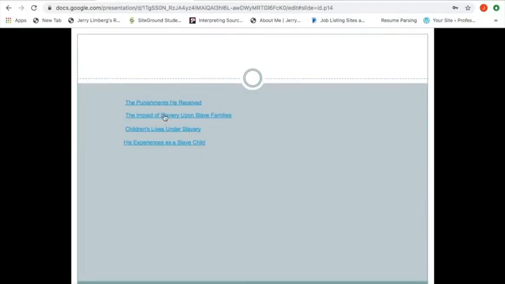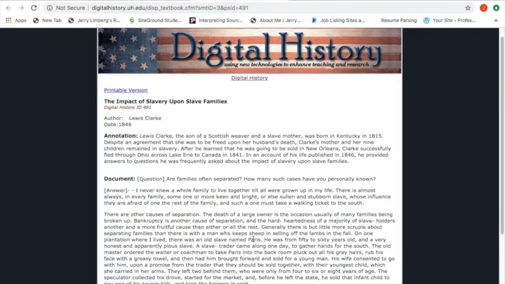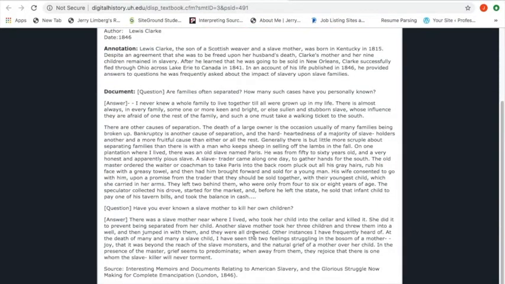The impact of slavery upon slave families. I mentioned earlier in the film clip that families were separated, and here's another example of that.